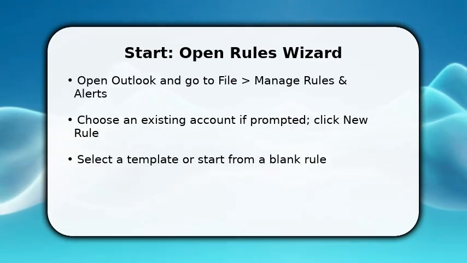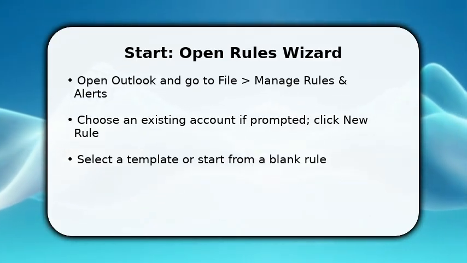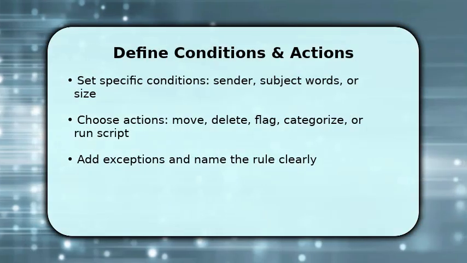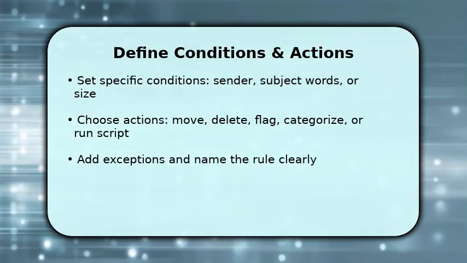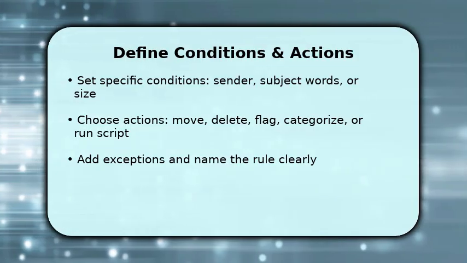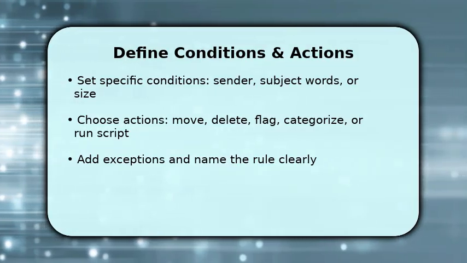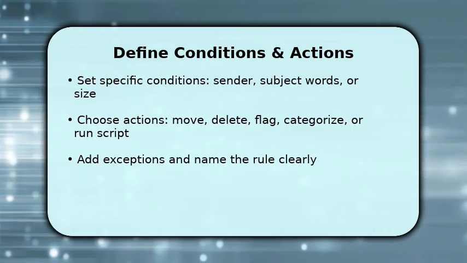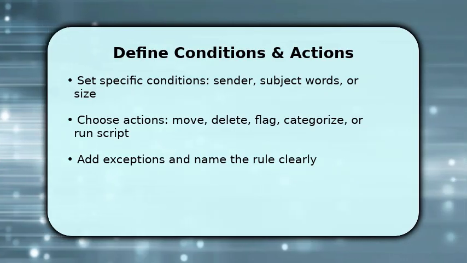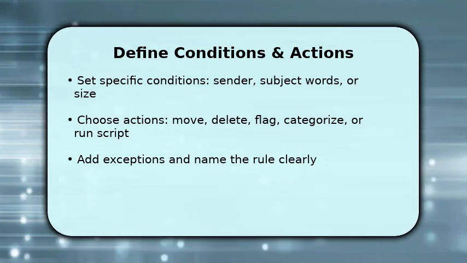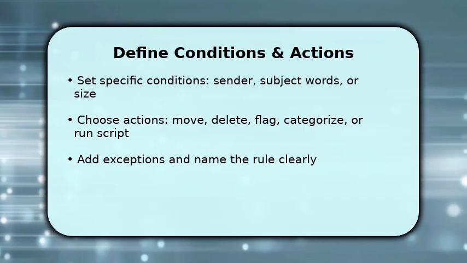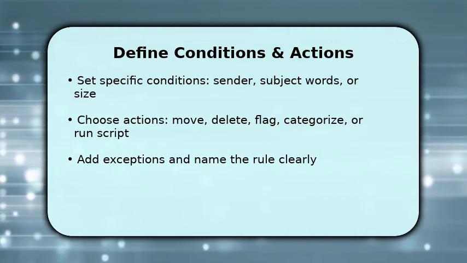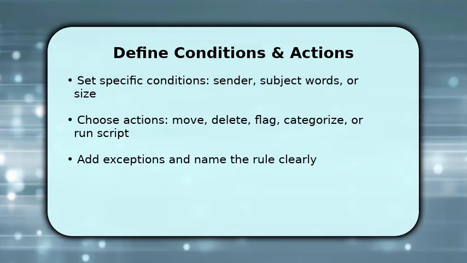Make sure to pick the right account because rules apply per profile and can behave differently across folders. Next, you define how messages are identified and what happens to them, which is the core of the rule. Choose clear conditions such as a sender address, subject keywords, or message size. This reduces false positives. Then pick precise actions like moving to a folder, deleting, flagging, categorizing, or running a script for complex workflows. Add exceptions to prevent unwanted filtering and give the rule a descriptive name.